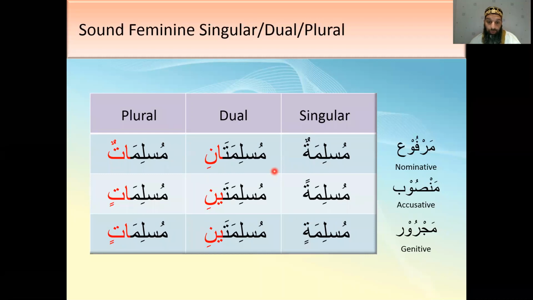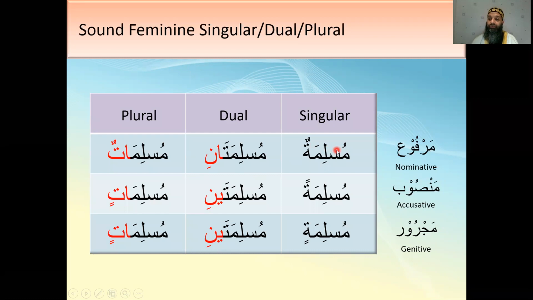So Muslimatun is marfu. You can see the dhamma is there. Muslimatin is majroor and mansub. You can see it looks a bit majroor as well. Right? So let me just give you some examples.